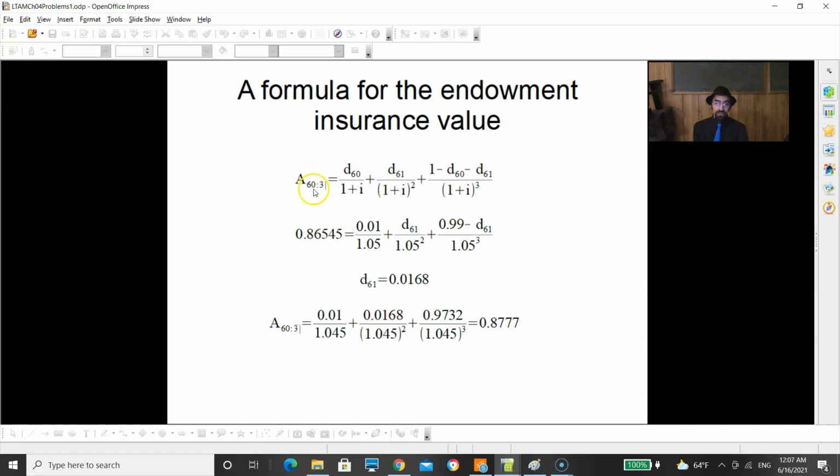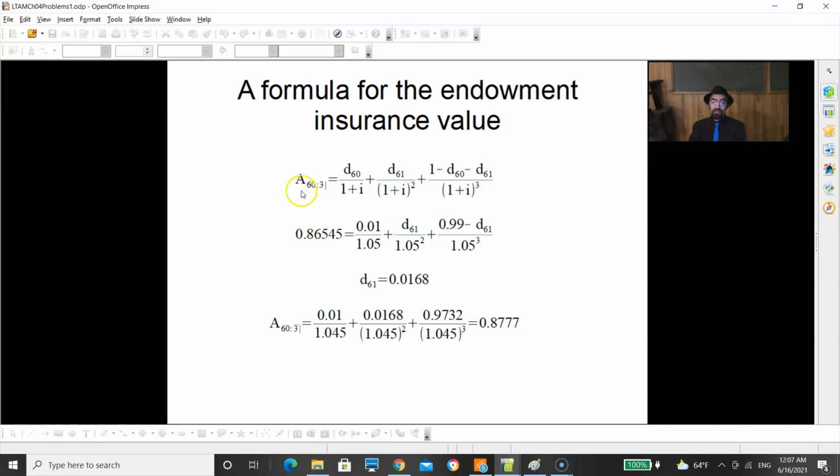We notice that A60 colon angle 3 is d60 over 1 plus i, plus d61 over (1 plus i) squared, plus (1 minus d60 minus d61) over (1 plus i) cubed. Again, I'm using this d notation assuming a radix of 1 at age 60, so that these are conditional probabilities of dying at that age, conditioned on this policy being writable to begin with because you're 60 years old. So notice, we don't need d62, we just need d60 and d61.